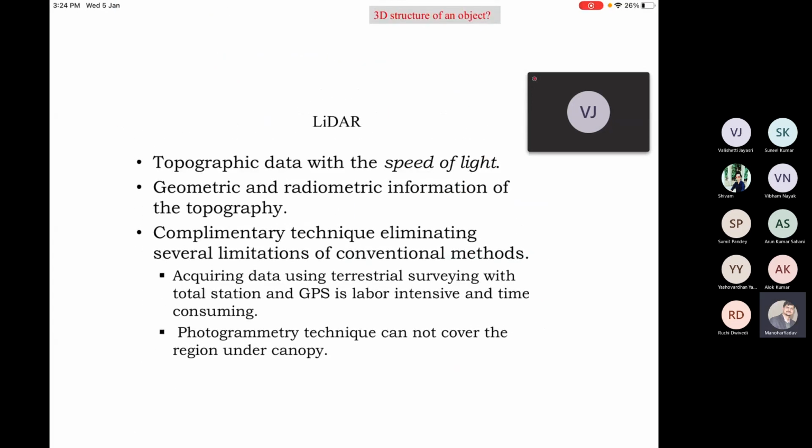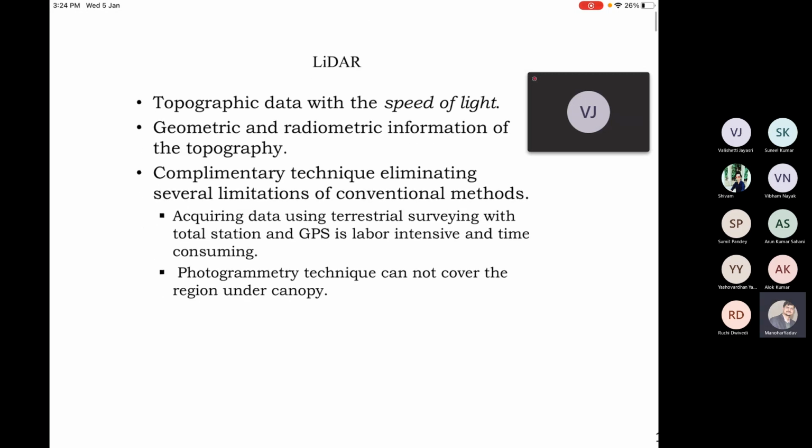So LiDAR is used to collect topographic data, mainly geometrical data, with the speed of light. Geometrical as well as radiometric information of the topography are acquired using LiDAR. This technique is complementary to other remote sensing techniques, and it eliminates many limitations that we will discuss.